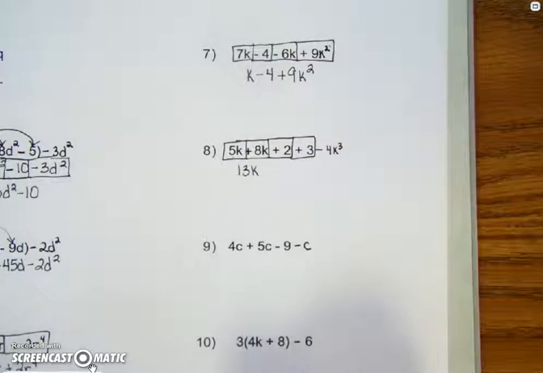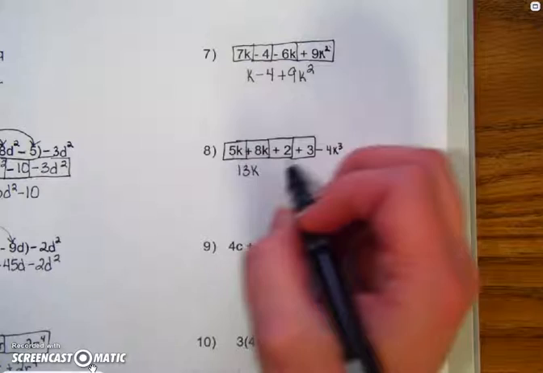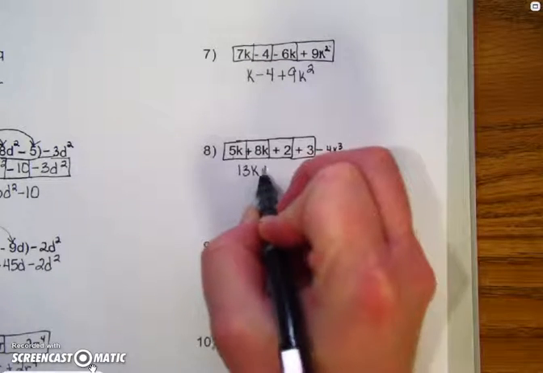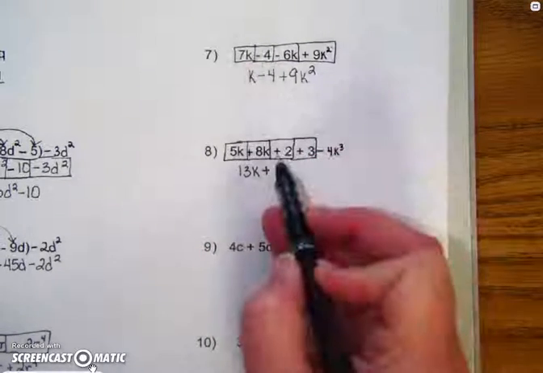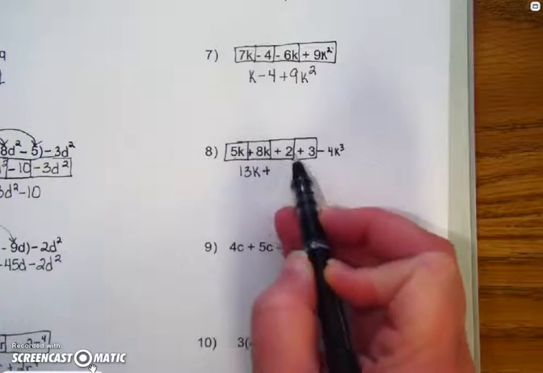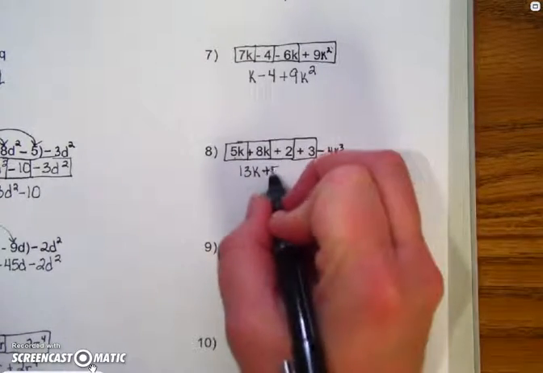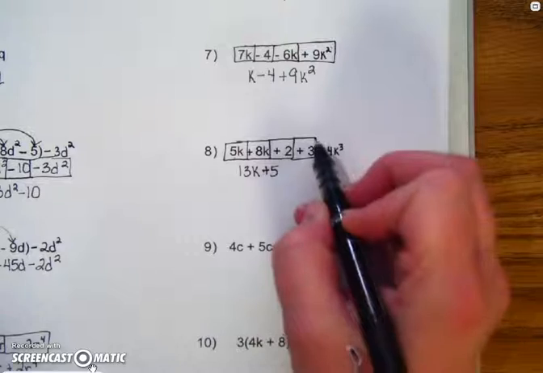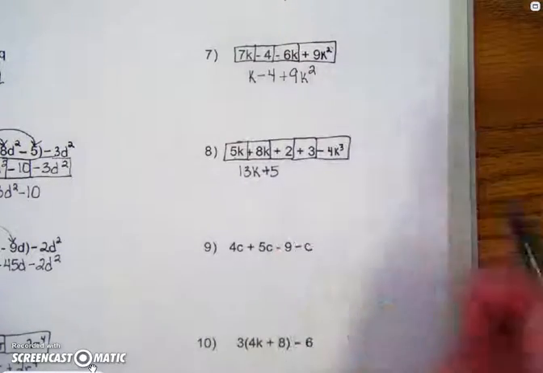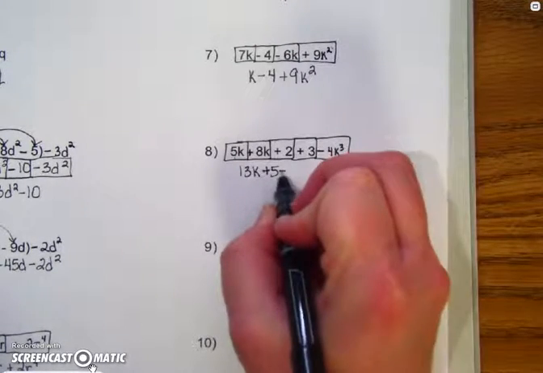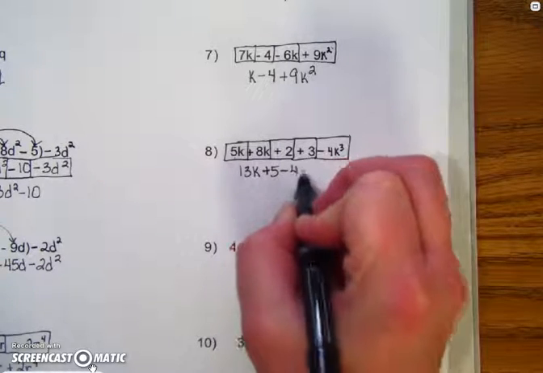So what is 2 plus 3, Dayton? 5. So we're going to use our same plus sign because we have a plus here. So 2 plus 3 gives us 5. And then we have one more term, minus 4k cubed. Does not have a like term, so we're just going to bring that one down.